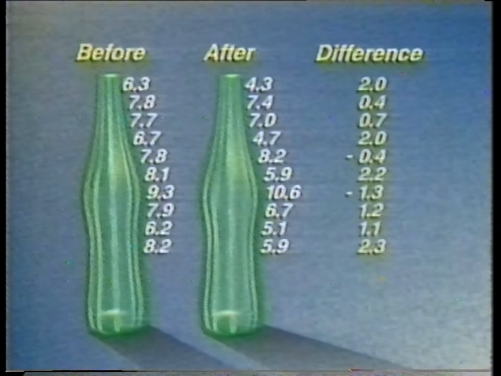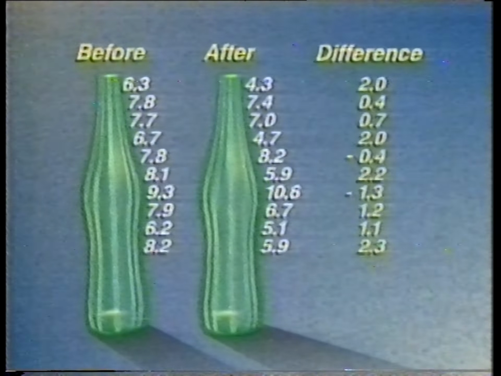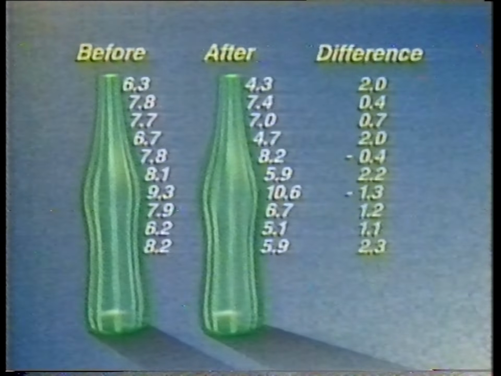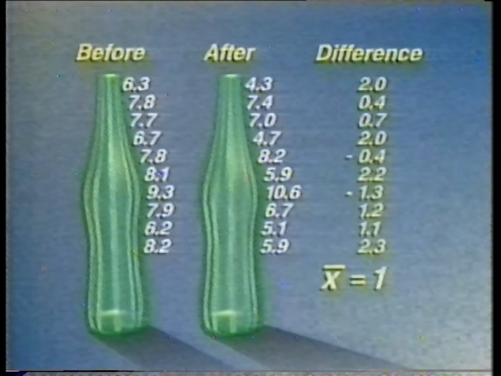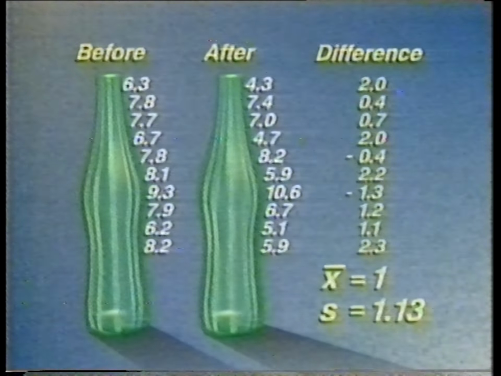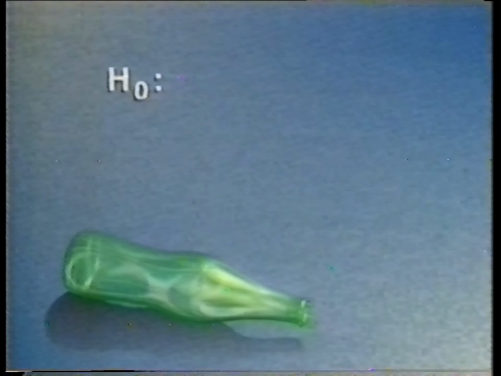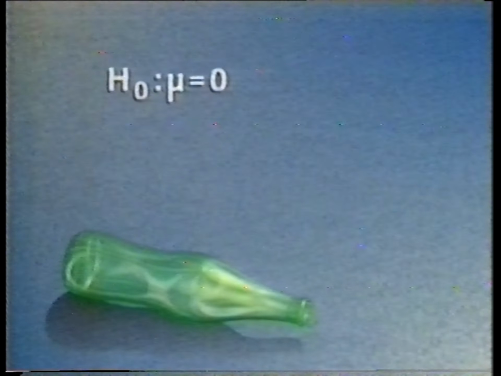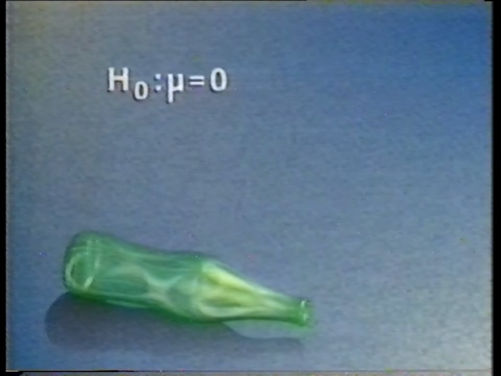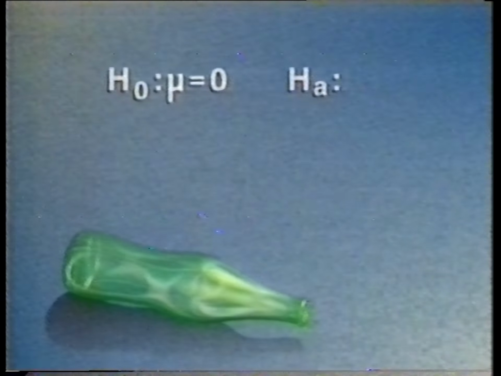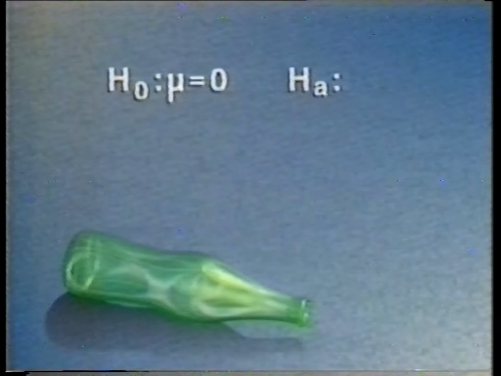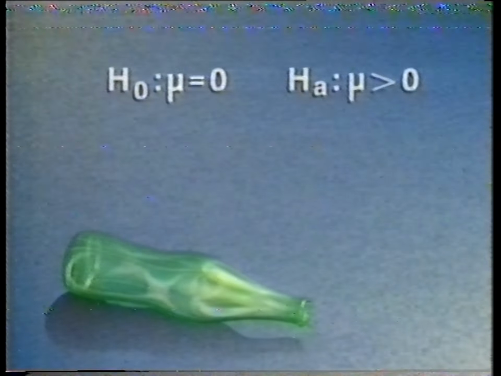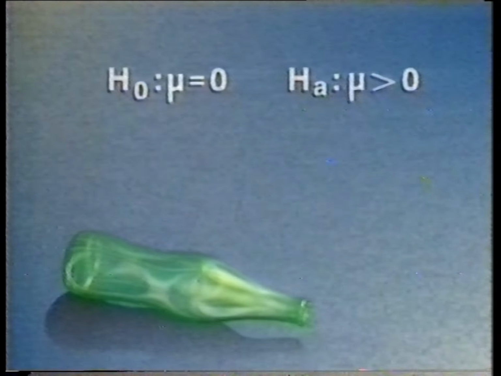To describe the differences, we first compute their mean and sample standard deviation. We find that the mean taste score dropped by 1 with a standard deviation of 1.13. We want to test the null hypothesis that the sweetness of the sodas doesn't deteriorate systematically. So the null hypothesis is no change. Mu, the mean change in the soda, is 0. The alternative hypothesis is that the sweetness decreases. Mu, the difference in the before and after scores, is greater than 0.